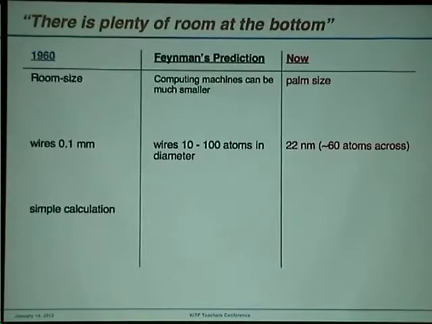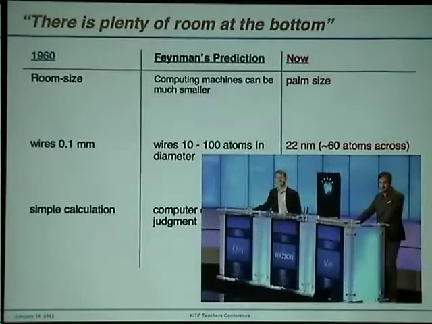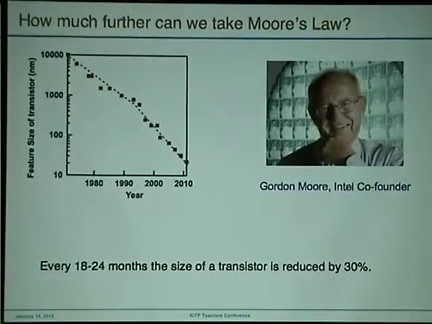They said at the time you could only do simple calculations, but Feynman said computers could run judgment. Of course, we have Watson, who won Jeopardy. I think it can probably, before long, take all our jobs away. So this is a very nice law.